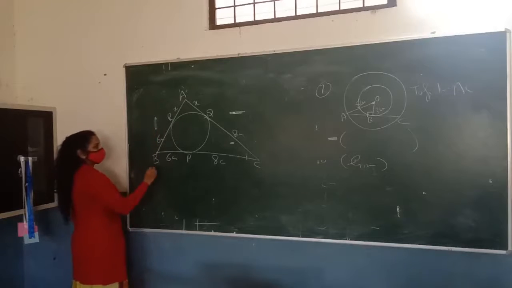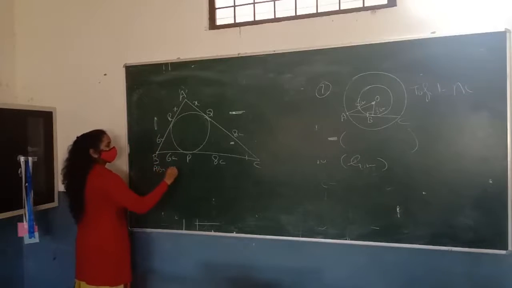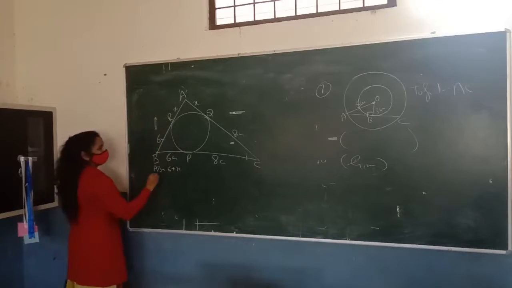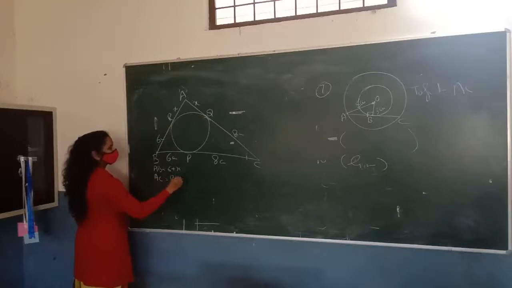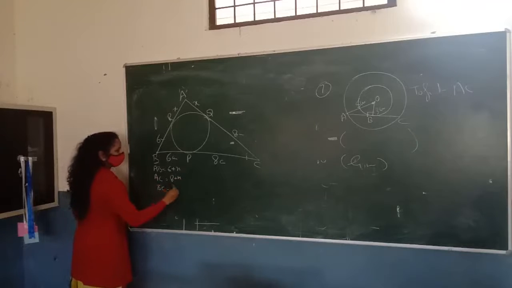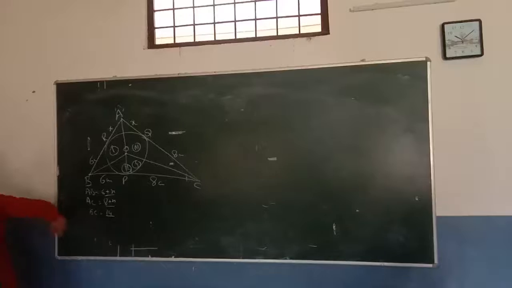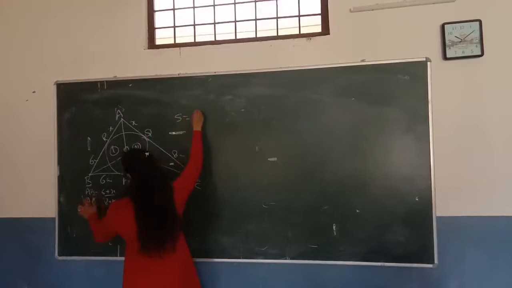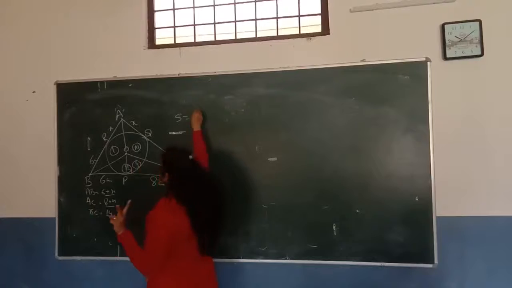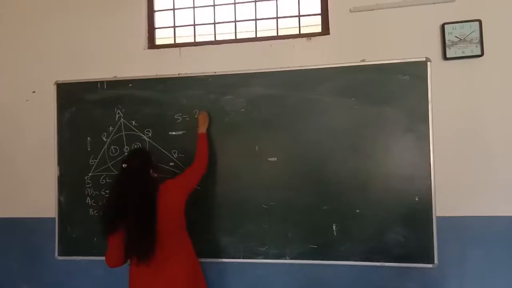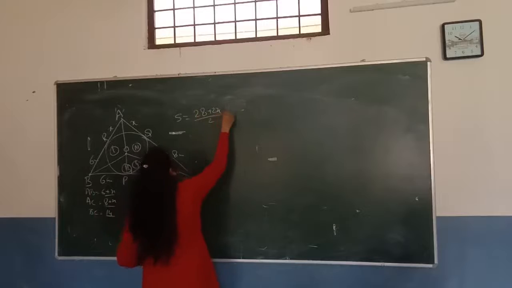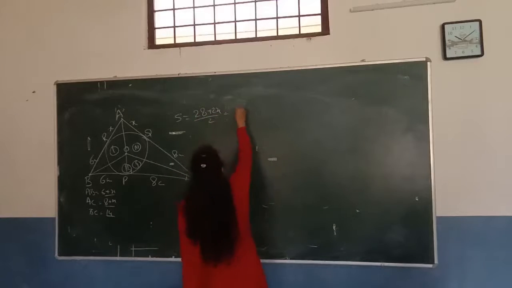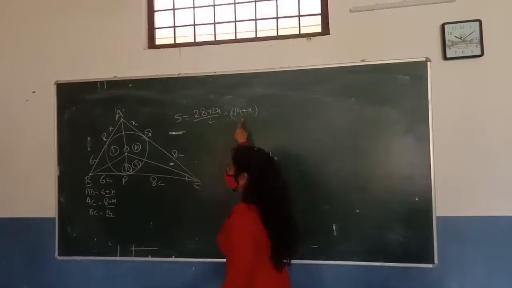So the length of AB. AB is how much? 6 plus X. And AC is 8 plus X. And BC is 6 plus 8, that is 14. So do you know? Find the area of the triangle by using Heron's formula. And what is the sum of all the sides? First we will find the S. S is the semi-perimeter. Semi-perimeter will be AB plus BC plus CA upon 2. So it will be 28 plus 2x upon 2. So you can take 2 common. It will be 14 plus x. So this is the semi-perimeter.